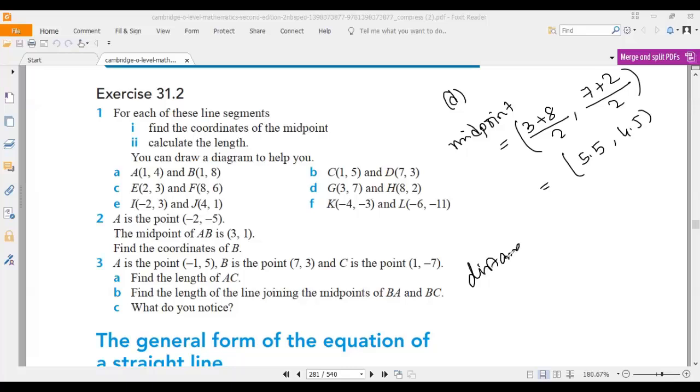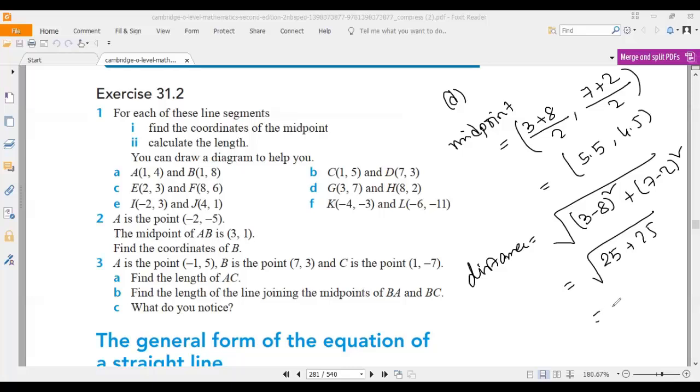So how can we find out the distance? Root over x1 minus x2 whole square, so 3 minus 8 whole square plus 7 minus 2 whole square. 3 minus 8, that will be 5. 5 square is 25. Plus 7 minus 2 is 5 square, 25. So root over 50. I hope in that way you can easily solve question number E and F. Okay, now we need to go to number 2.